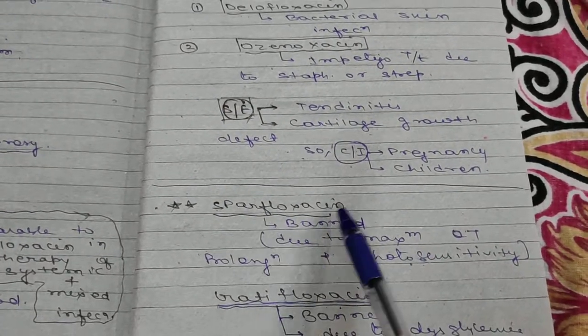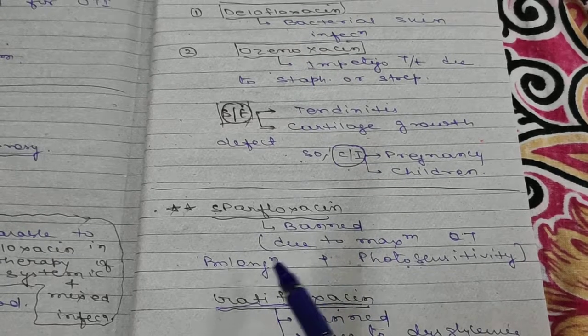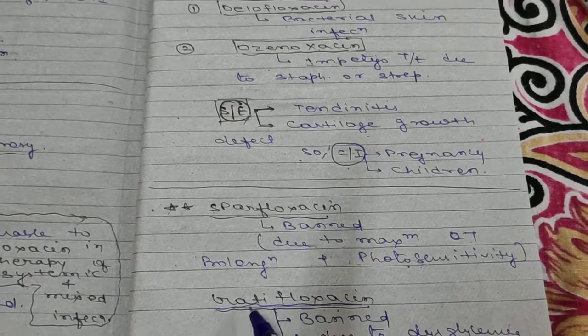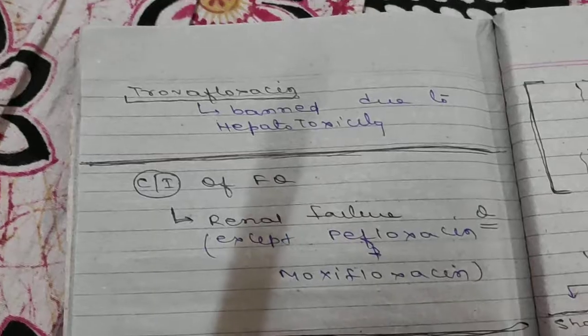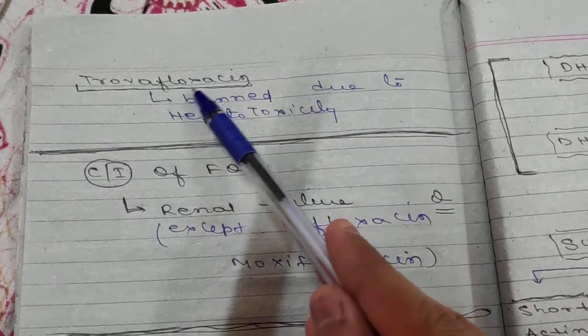One more drug is sparfloxacin. It is banned due to maximum QT prolongation plus photosensitivity. One drug was gatifloxacin. It is also banned due to dysglycemia. Then trovafloxacin is also banned due to hepatotoxicity.